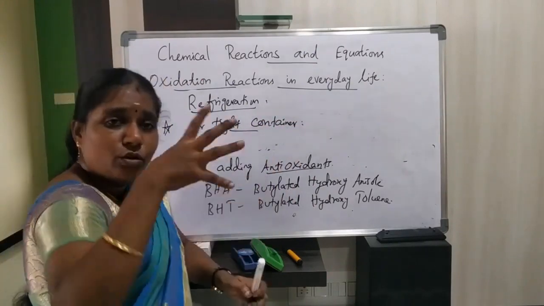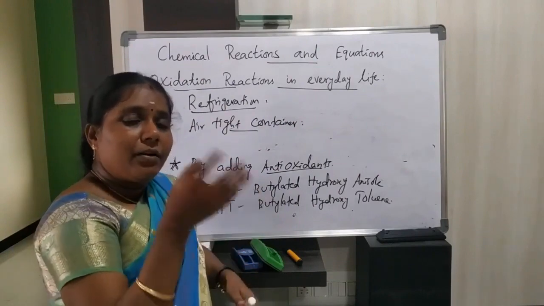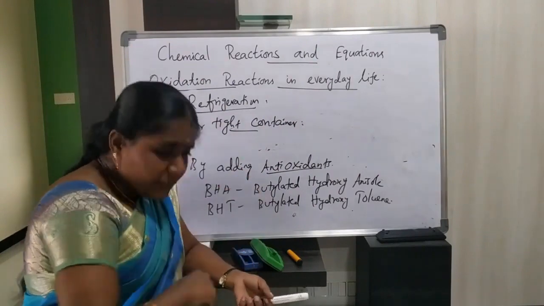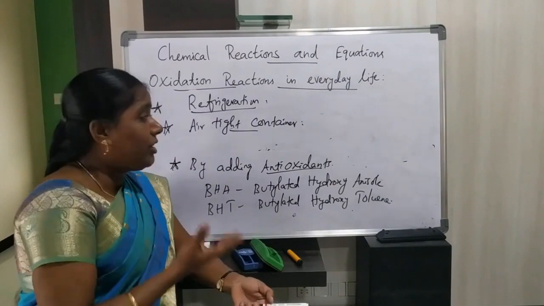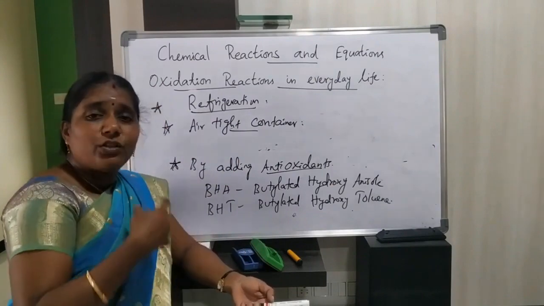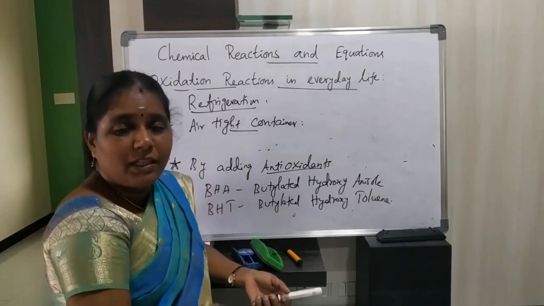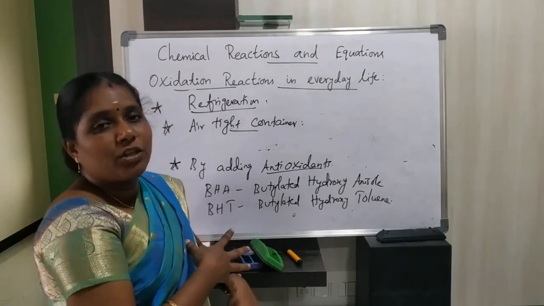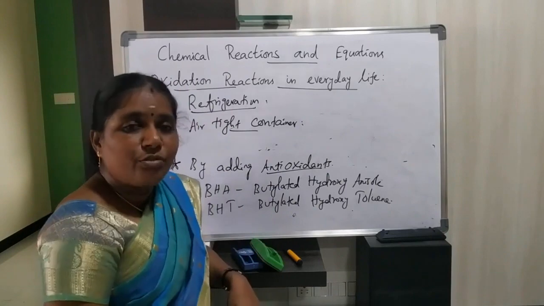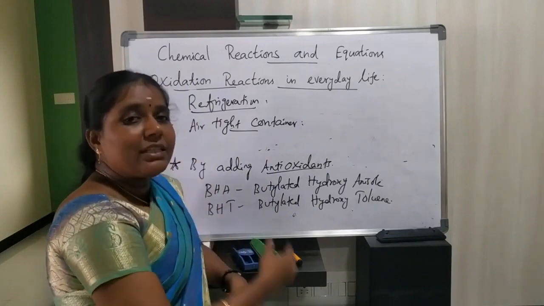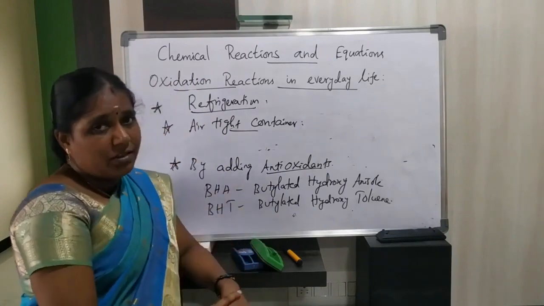So by storing food in an airtight container, suppose we store foods in an airtight container, this airtight container will not allow the food to oxidize easily. This also slows down the oxidation process. So if we store food in an airtight container, this also prevents rancidity.